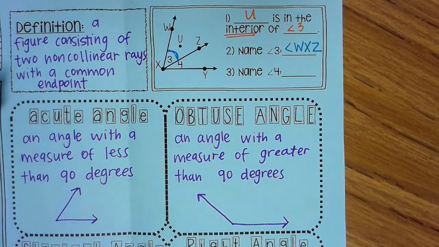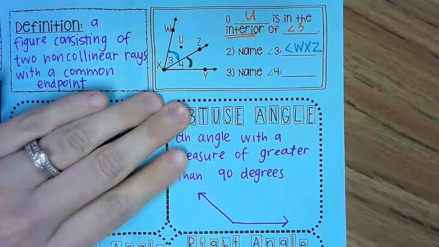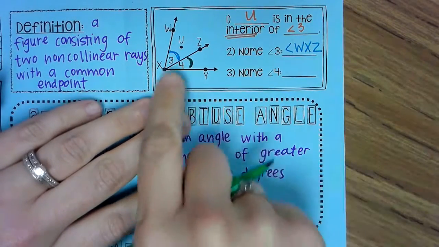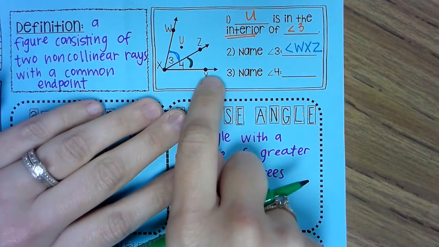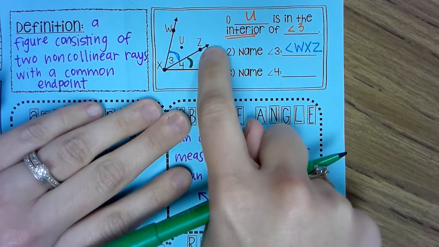All right, and then we want to also rename angle 4. So here is angle 4, same situation, can't use angle X. So I'm going to use 3 letters. I'm going to go this way this time. So angle 4 would be renamed as angle YXZ.